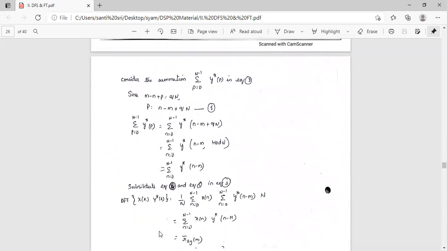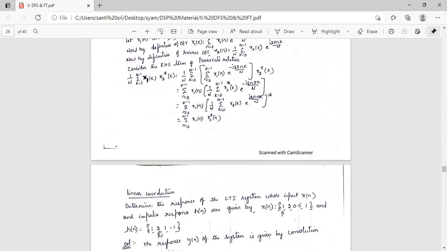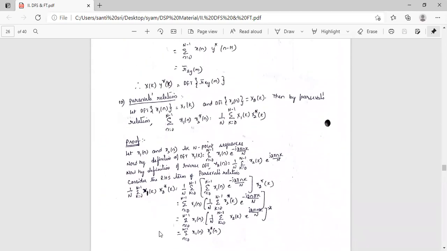Okay, circular correlation property. Next one is Parseval's relation. So how is it defined? Let DFT of x1 of n equal to X1 of k and DFT of x2 of n is equal to X2 of k. Then by Parseval's relation, it is defined as sigma n equal to 0 to N minus 1 x1 of n into x2 star of n is equal to 1 by N into sigma k equal to 0 to N minus 1 X1 of k into X2 star of k, right?